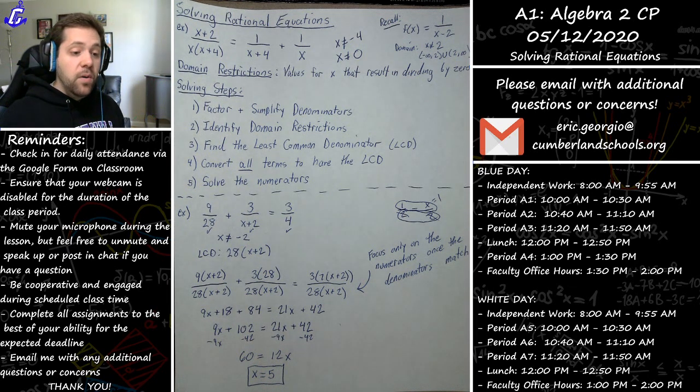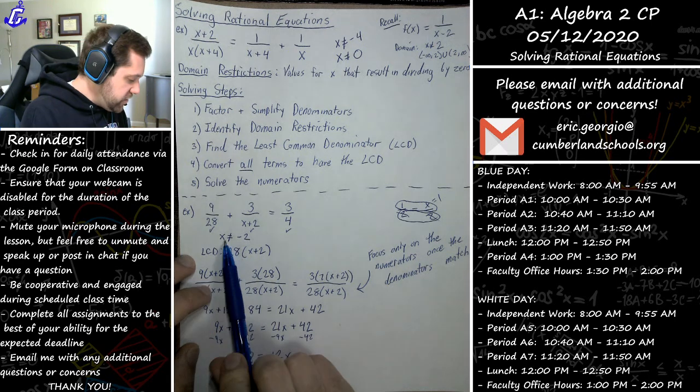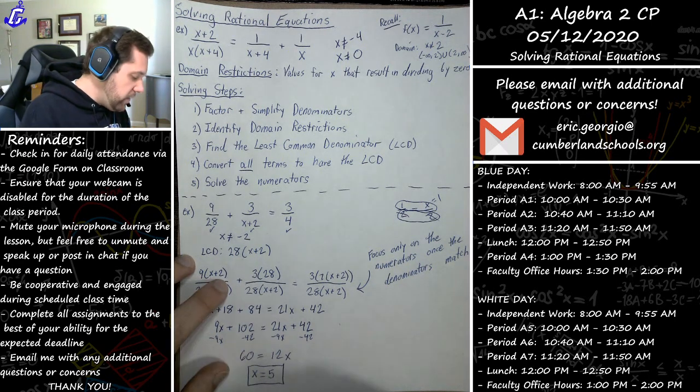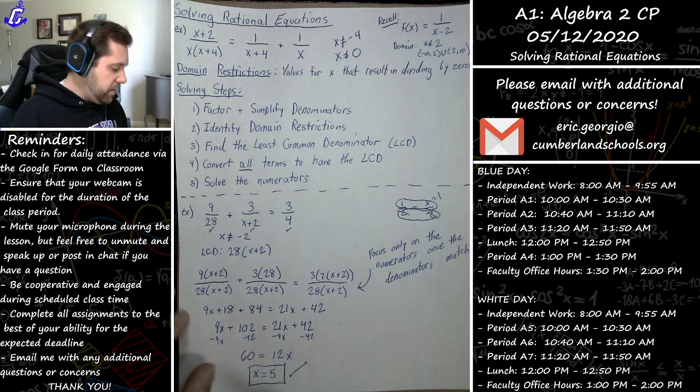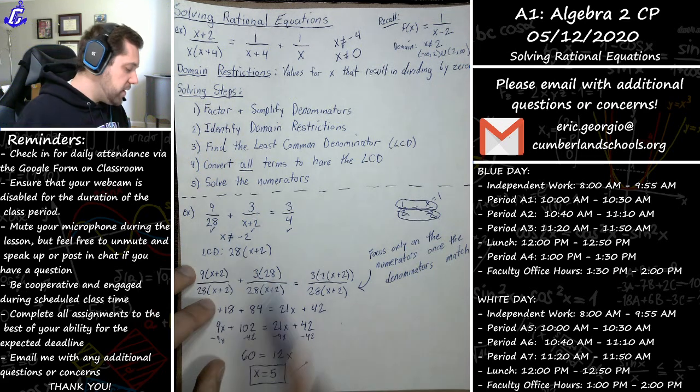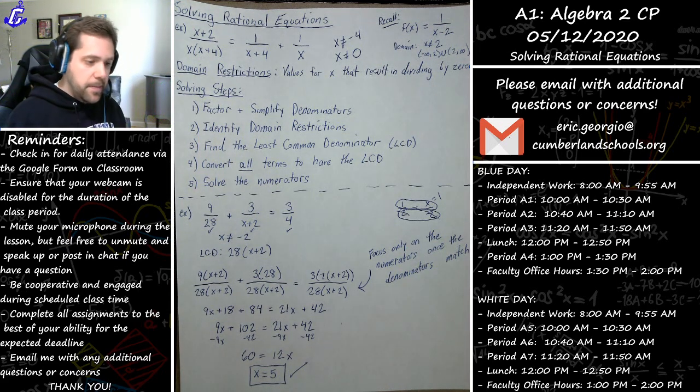Now, how do you know that x equals 5 is not an extraneous solution? Well, it takes 2 seconds. Does it match our restriction of -2? Nope. So we know x equals 5 is a valid solution. You could certainly plug in 5 and see if this all works out, but that's not necessary.